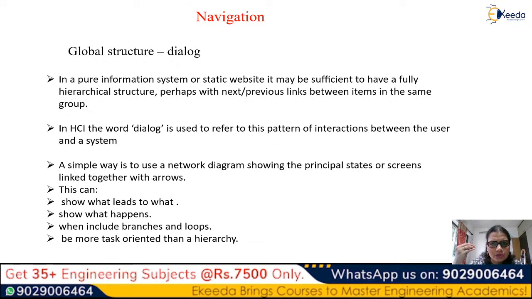Make it a creative one. Make it a diagrammatic form. Make it a pictorial representation. I'm not talking about the flow chart and all. A network diagram can help you understand what happens when I click on this link, or shows what this page is leading to and where. When we are including branches and loops, that means it's coming to loops, moving around and around.